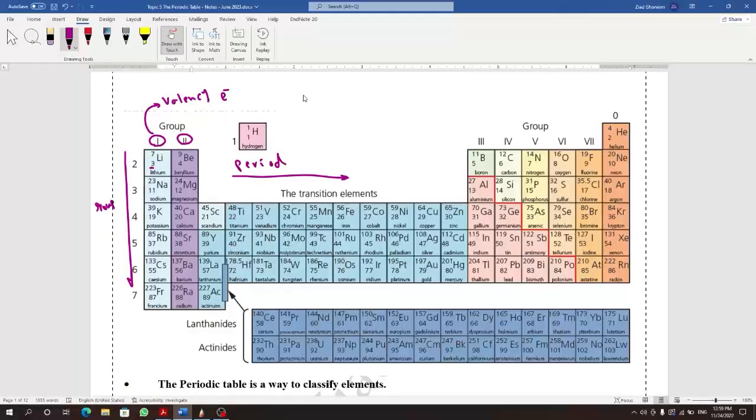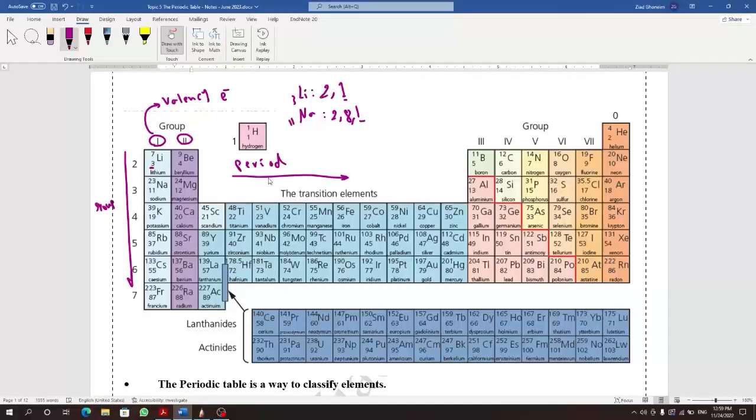Just to make sure, we have lithium 3, 2, 1, that is the electronic configuration, sodium right below it, 11, 2, 8, 1, and so on. So each of the elements in the same group have the same number of valency electrons.